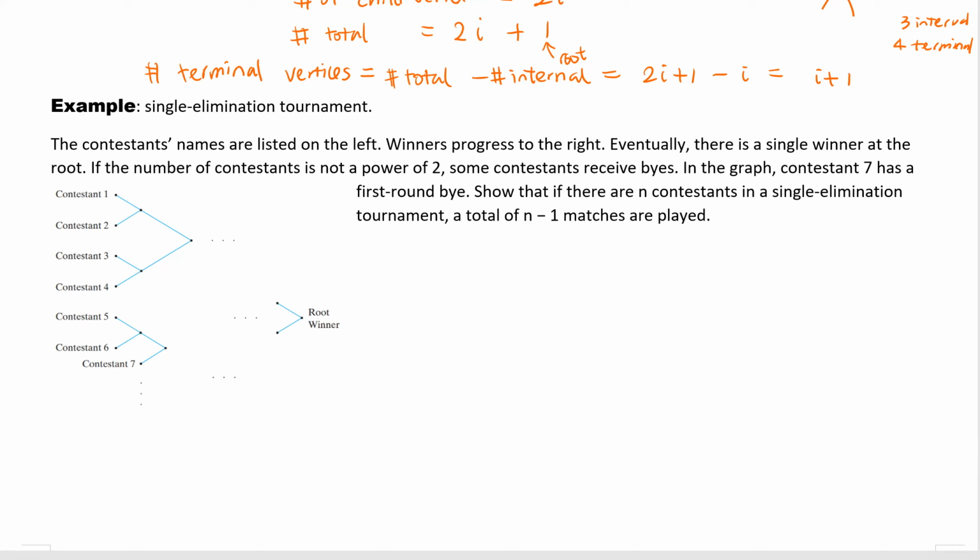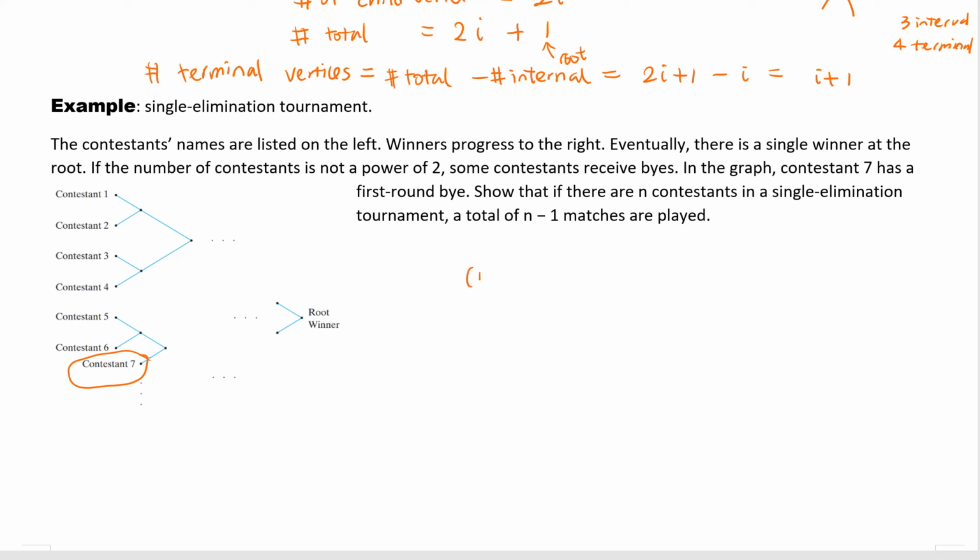Single elimination tournament. The contestants' names are listed on the left. Winners proceed to the right. Eventually, there is a single winner at the root. If the number of contestants is not a power of 2, some contestants receive byes. In the graph, contestant 7 has a first round bye. Show that if there are n contestants in a single elimination tournament, a total of n minus 1 matches are played.